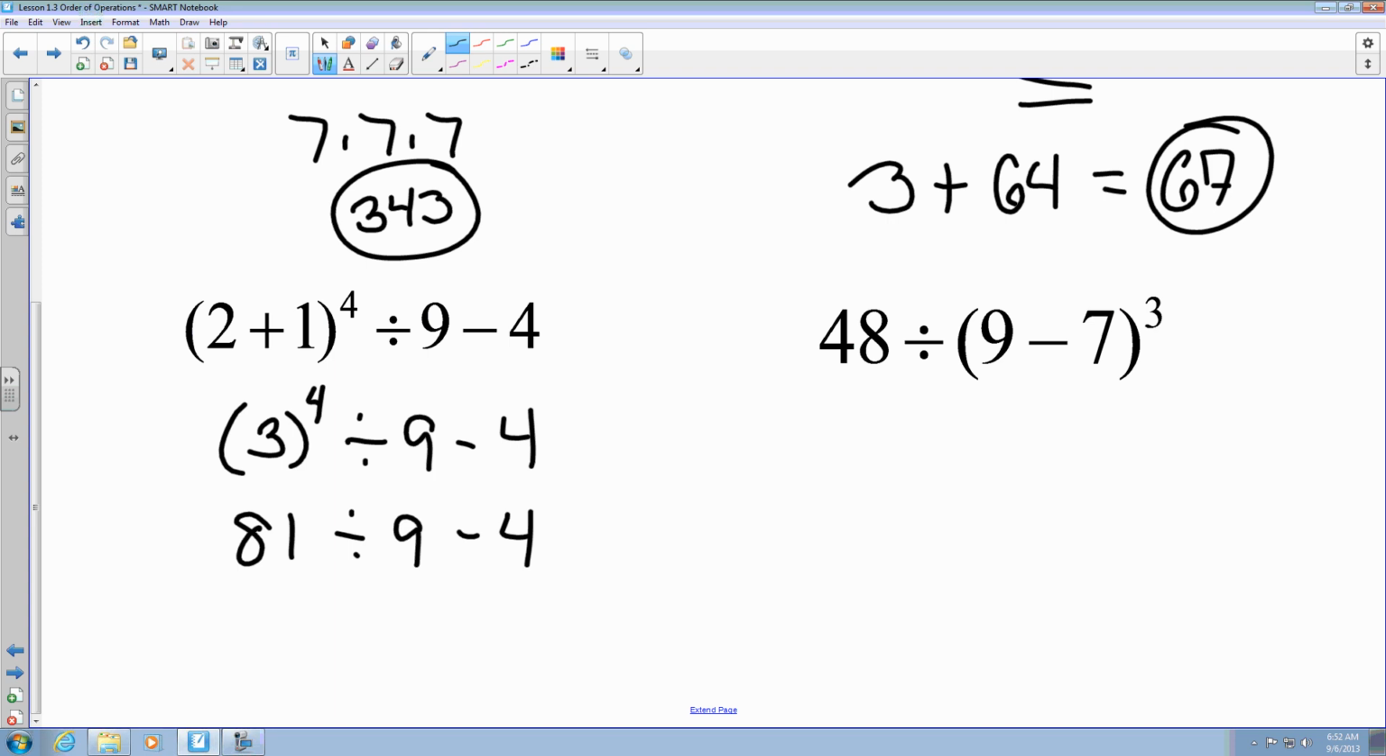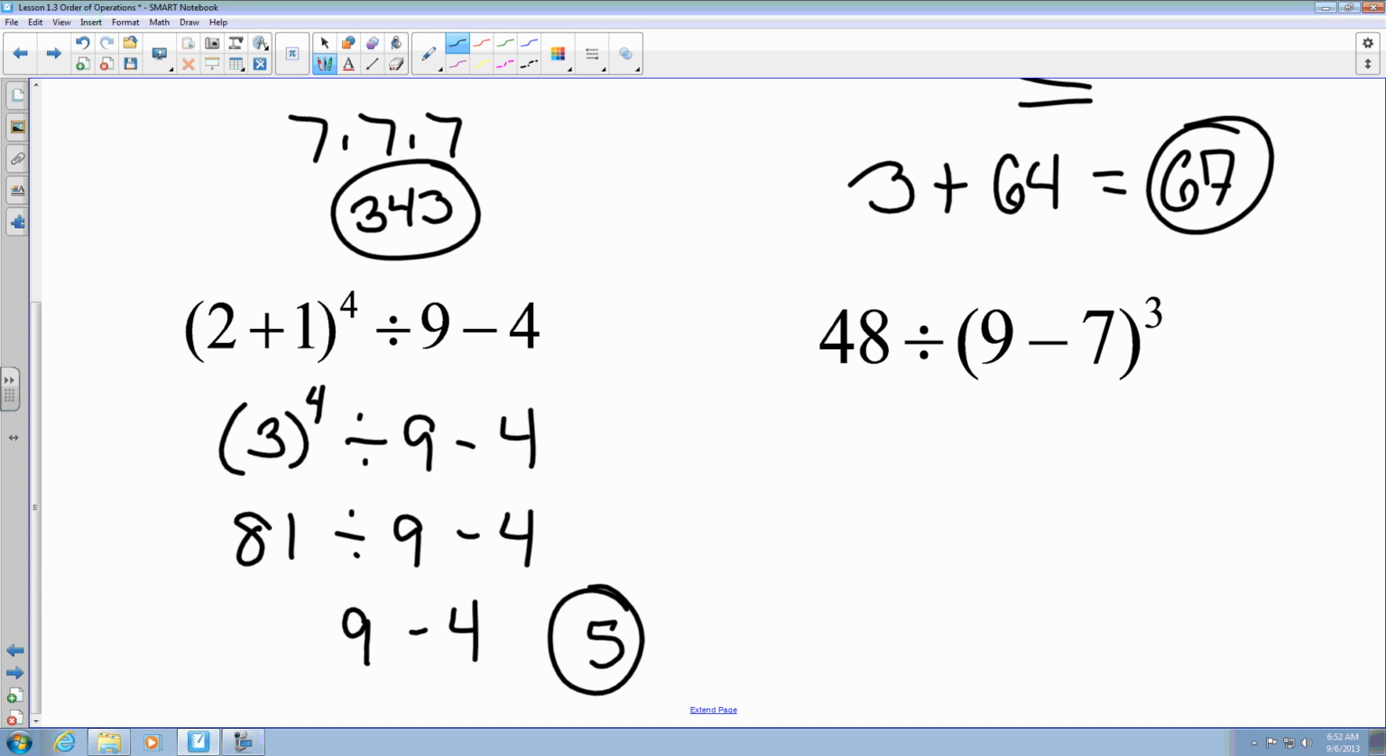Now I'm left with a division and then a subtraction operation. Division comes before subtraction, so I must do 81 divided by 9 first, which will give me 9. Then that's minus 4, and that ends up being 5.